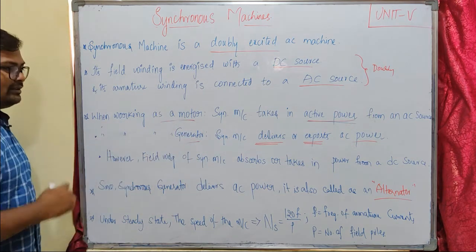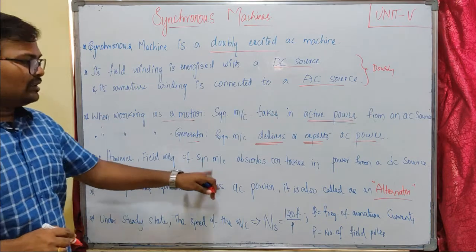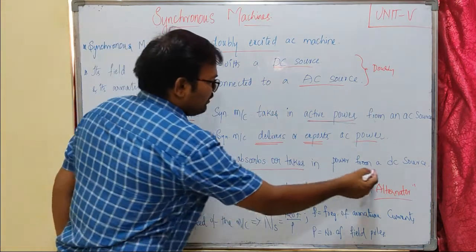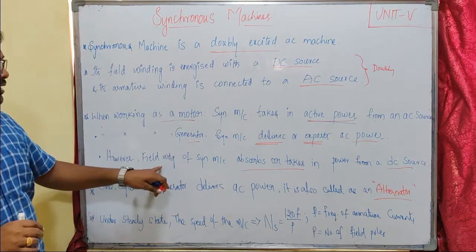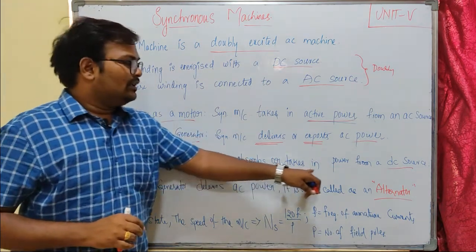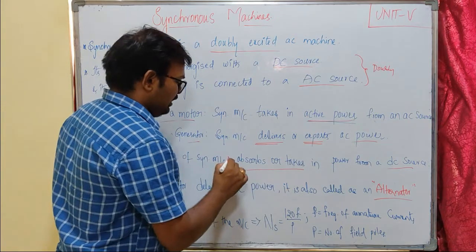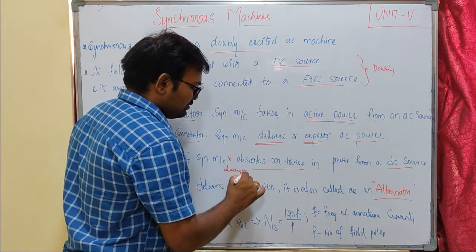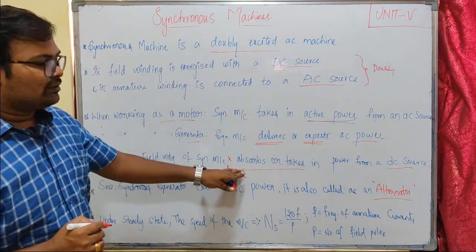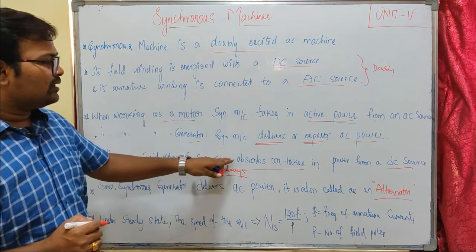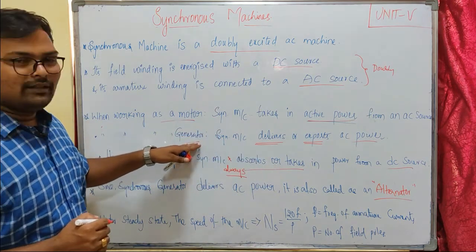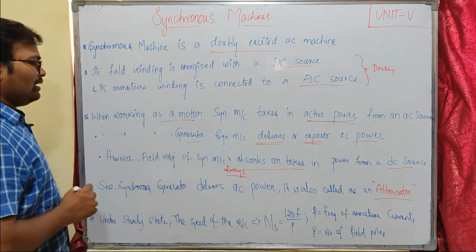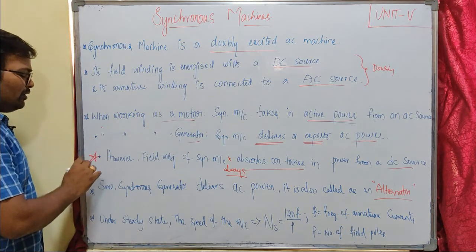In both these operations, the field winding of the synchronous machine always absorbs or takes in power from a DC source. Whether it is operating as a motor or as a generator, the field winding is always connected to a DC source. So that is the idea: the field winding always takes in DC power.